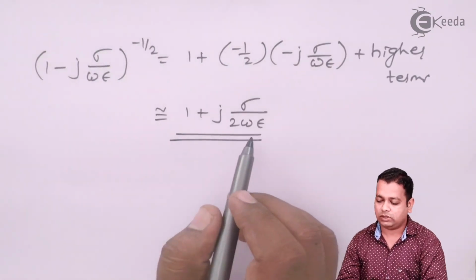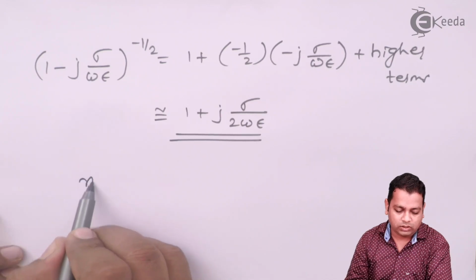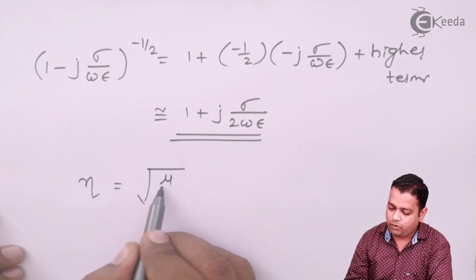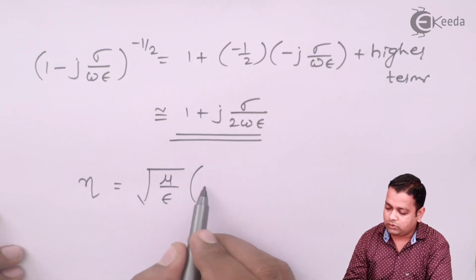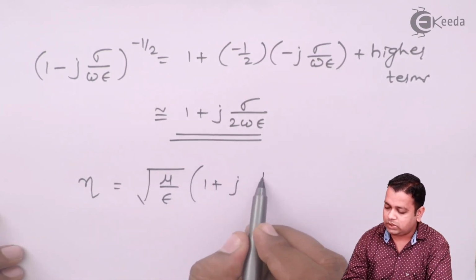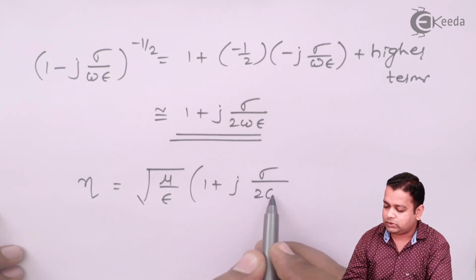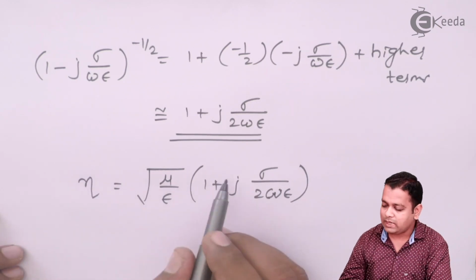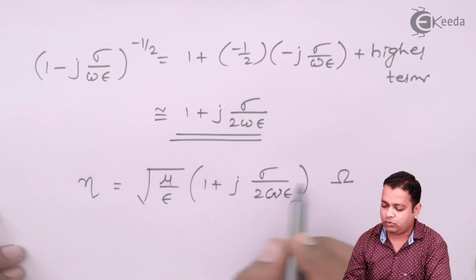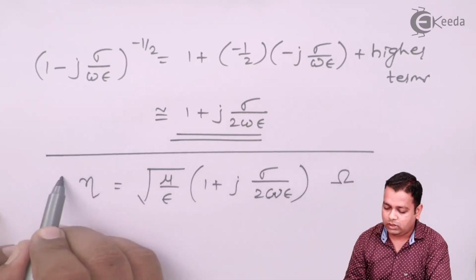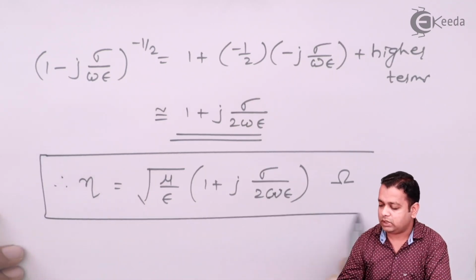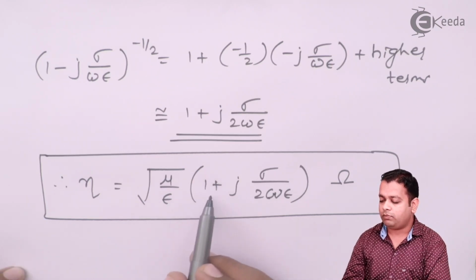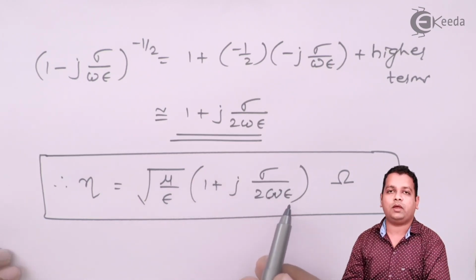So this gives us the resultant. Resultant eta will be equal to under root mu upon epsilon in multiplication with the bracket 1 plus j times sigma upon 2 times omega into epsilon. As this is intrinsic impedance, we measure it in ohms. Therefore, the intrinsic impedance is given by this particular formula: under root mu by epsilon in bracket 1 plus j times sigma upon twice omega epsilon.